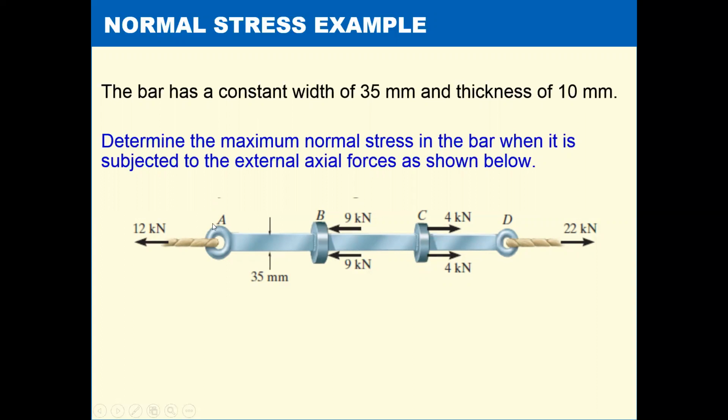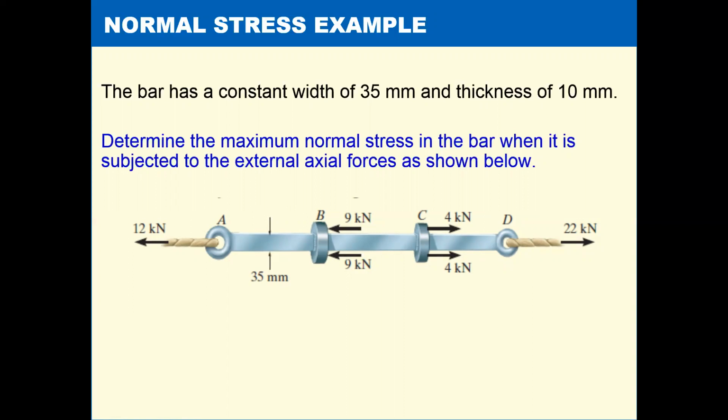Now, we're not going to concern ourselves with what's going on with the ring or with these discs, or even the rope for that matter. We're just going to look at the maximum stress that occurs in either section AB, BC, or CD. The dimensions for the bar are 35 millimeters by 10 millimeter thickness, and that's constant for all three of these. So the question is, how do we determine the maximum normal stress in the bar when it's subjected to these forces?